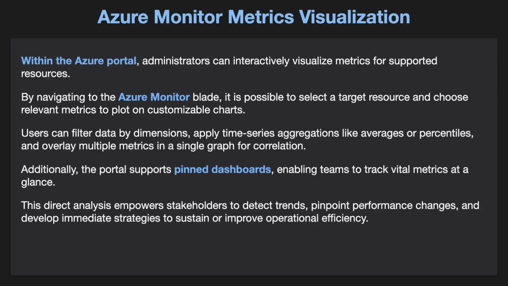Within the Azure portal, administrators can interactively visualize metrics for supported resources. By navigating to the Azure Monitor blade, it is possible to select a target resource and choose relevant metrics to plot on customizable charts. Users can filter data by dimensions, apply time series aggregations like averages or percentiles, and overlay multiple metrics in a single graph for correlation. Additionally, the portal supports pinned dashboards, enabling teams to track vital metrics at a glance. This direct analysis empowers stakeholders to detect trends, pinpoint performance changes, and develop immediate strategies to sustain or improve operational efficiency.